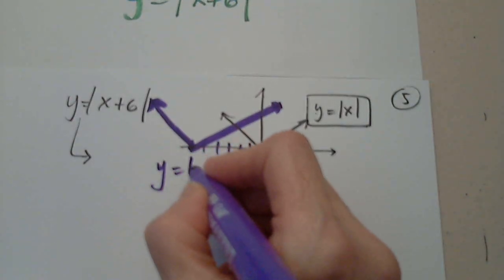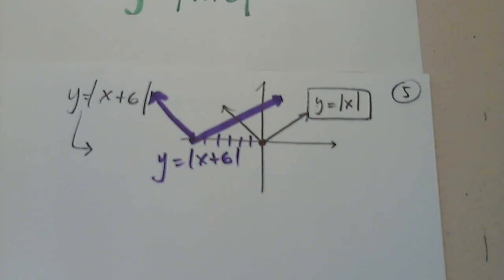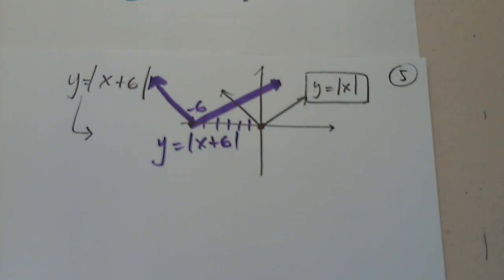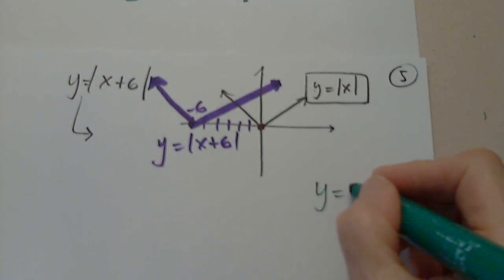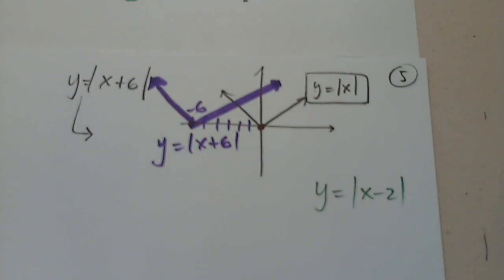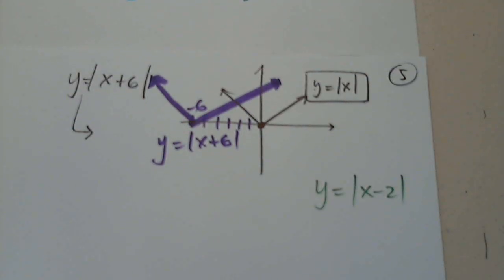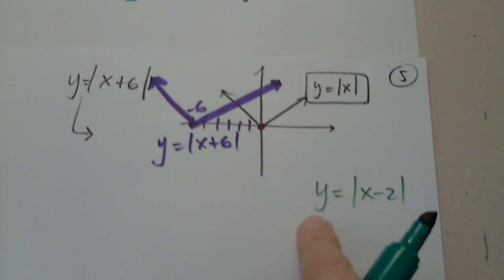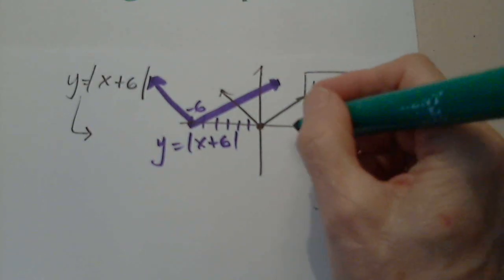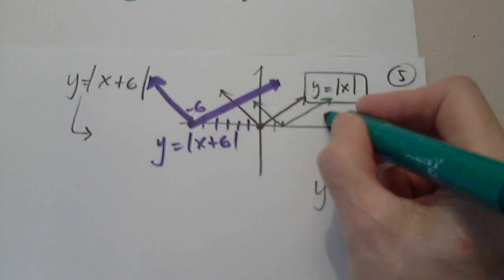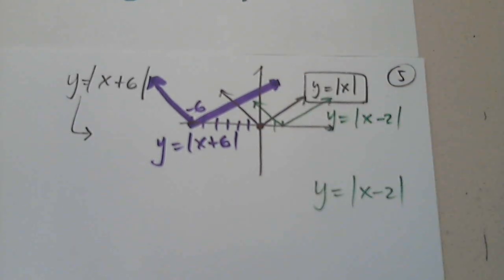This is the graph of the absolute value of x plus 6. It shifts the graph 6 units to the left. What if I ask you now, where will you graph y equals the absolute value of x minus 2? Where will you shift this graph? To the right. To the right too, because y is 0 when x is 2. Here it is. So this is y equals the absolute value of x minus 2.